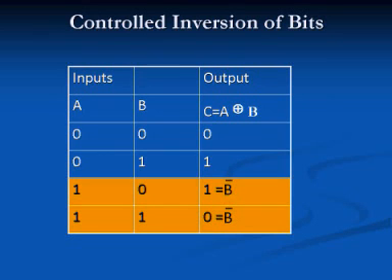Also, we can see from the truth table that when A is equal to 1 and B is equal to 0, C is equal to 1. And when A is equal to 1 and B is equal to 1, C is equal to 0. Thus, C is equal to the complement of B in both the cases when A is equal to 1. In other words, when input A is equal to 1, the other input B is inverted at the output C. Thus, the XOR gate functions as a controlled inverter with one input, for example A, controlling the inversion of the other bit and vice versa.